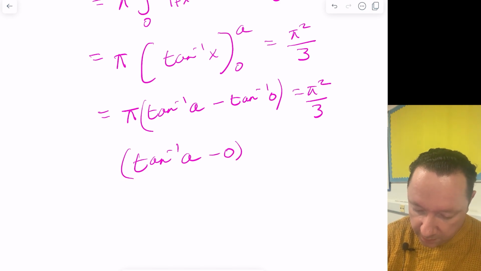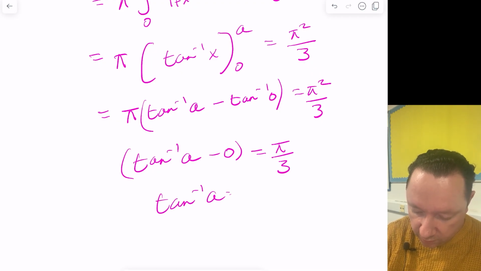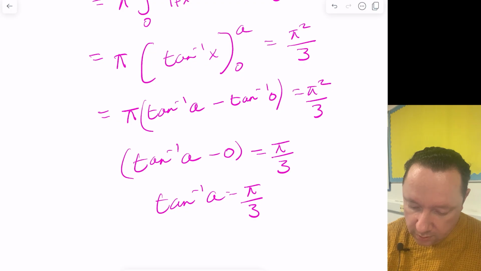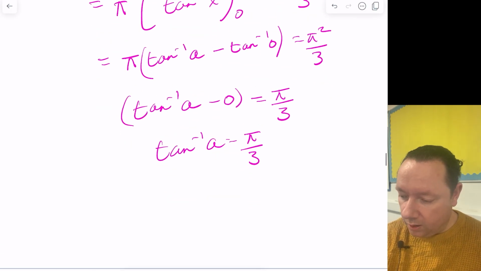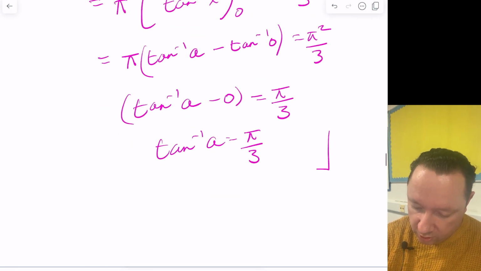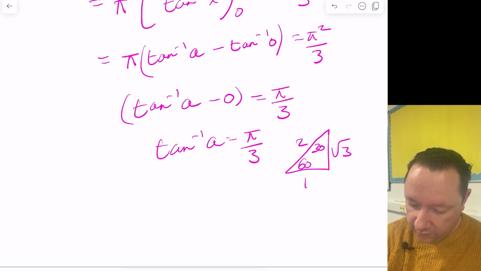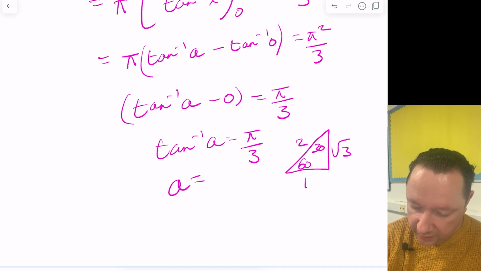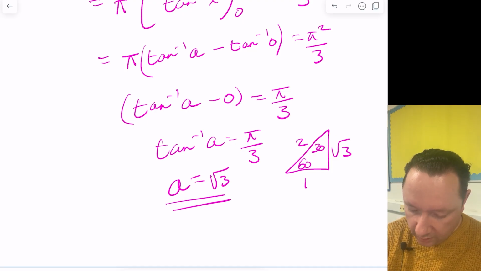That's not times by pi anymore, because I'm just going to say that's pi over 3, just to eliminate a pi from both sides. So that means the inverse tan of a is pi over 3. So I can just work that out. If I draw an exact value triangle, I'm just going to think in degrees and then change it back. 2, 1, root 3. If the inverse tan of a is pi over 3, that means a must have been 60 root 3. And we're done there.